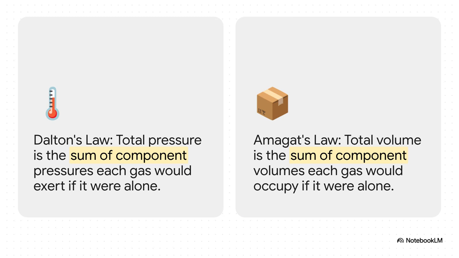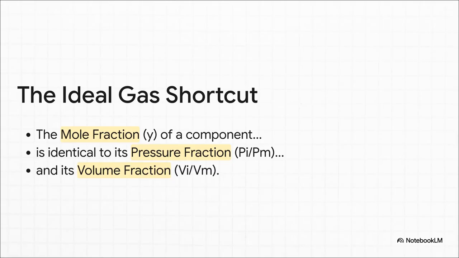You've got Dalton's law, which says the total pressure is just what you get when you add up each gas's individual pressure. Then there's Amagat's law, which says the exact same thing but for volume. But here's the really cool part. For these ideal gases, these two laws aren't really different. They're just two sides of the same coin. And that right there, that gives us this absolutely beautiful shortcut.